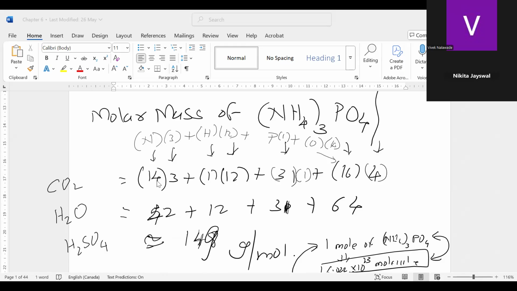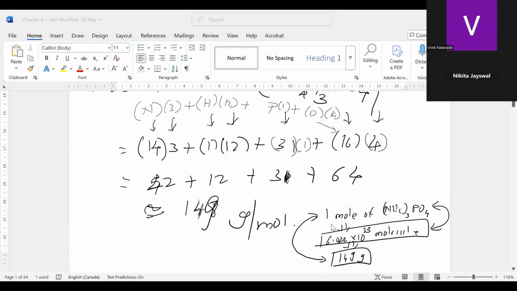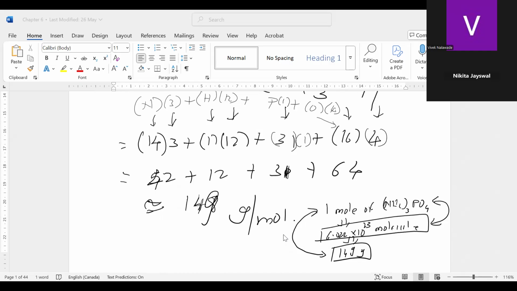For H2O, I got 18, and for the other one, I got 98. Perfect. That's good. Then the next part. Again, I'll repeat myself: molar mass expressed in grams is equal to 1 mole, right?